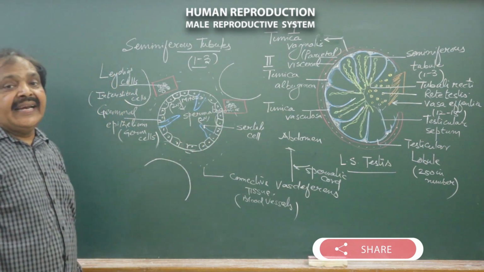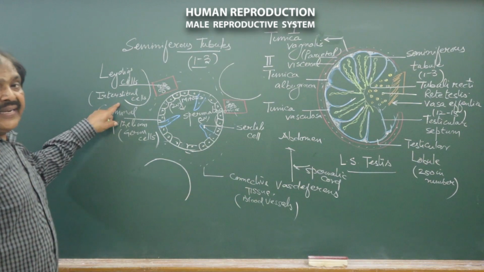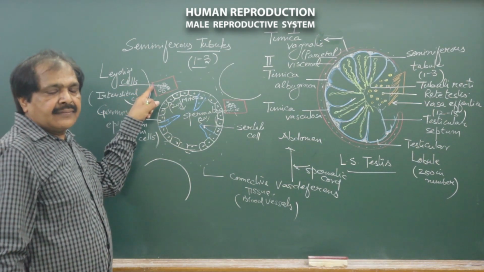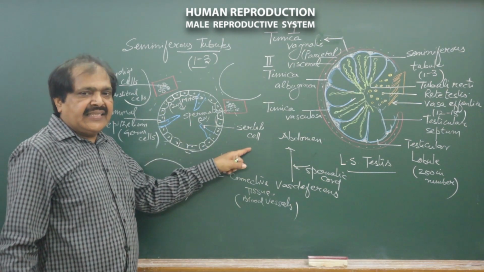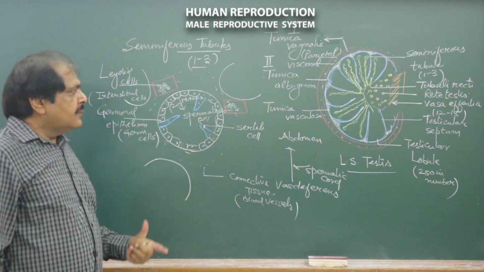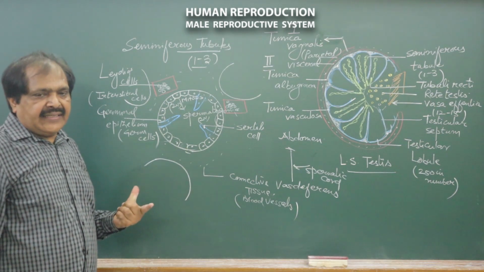They are called the Leydig cells after the name of the scientist, and they are also called interstitial cells. These Leydig cells and the Sertoli cells collectively are responsible for spermatogenesis.